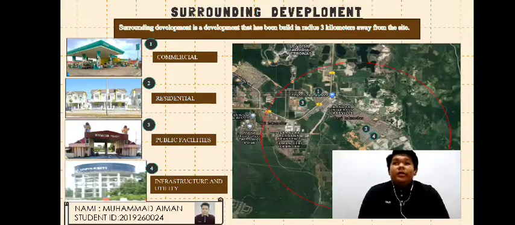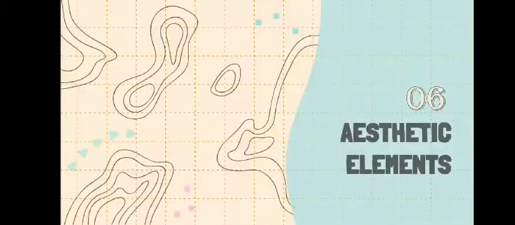Next, we have the surrounding development. Surrounding development is the development that has been built within a radius of 3 kilometers from the site. Firstly, we have the commercial, such as petrol pump, residential as housing, public places such as bus station, and infrastructure and utilities such as water tank.